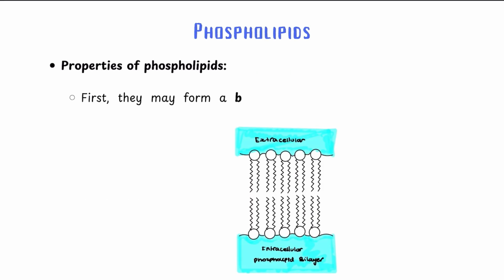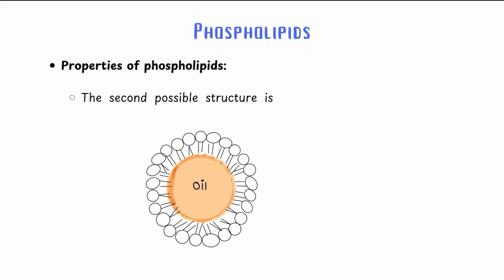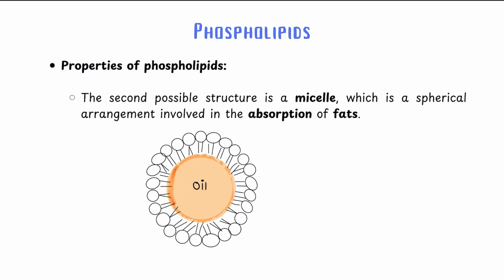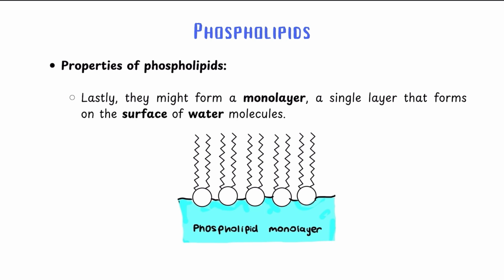First, they may form a bilayer, a structure consisting of two layers of phospholipids that make up the basic structure of cell membranes. The second possible structure is a micelle, which is a spherical arrangement involved in the absorption of fats. Lastly, they might form a monolayer, a single layer that forms on the surface of water molecules.